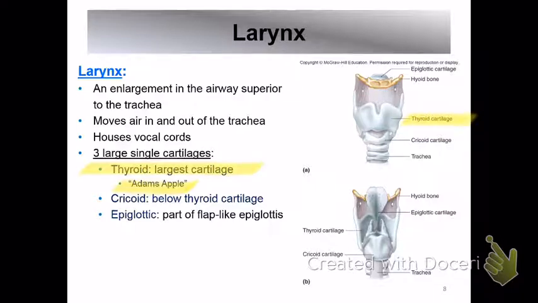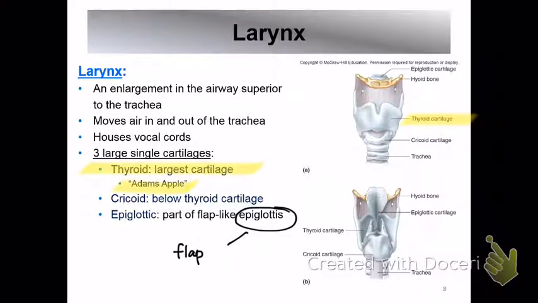Cricoid cartilage. Those are below. And you'll see them. They're like ring shapes. And they actually hold the larynx and the trachea open. And then the epiglottic is part of the flap. And we'll talk about the epiglottis if we haven't already. But the epiglottis, write this in.